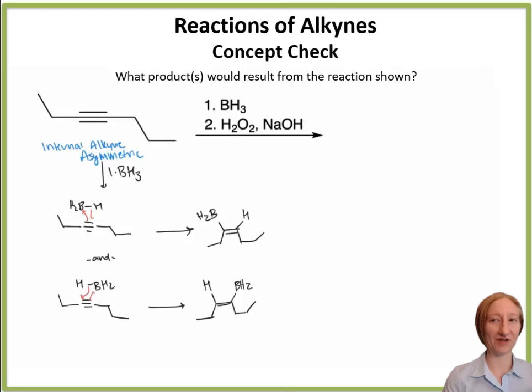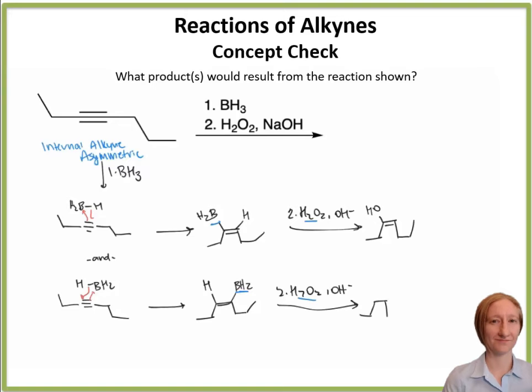Each intermediate then reacts with hydrogen peroxide and base to replace the BH2 group with an OH. Finally, each enol intermediate then undergoes tautomerization. And remember that the tautomerization reaction will form a carbonyl in the position of the alcohol.